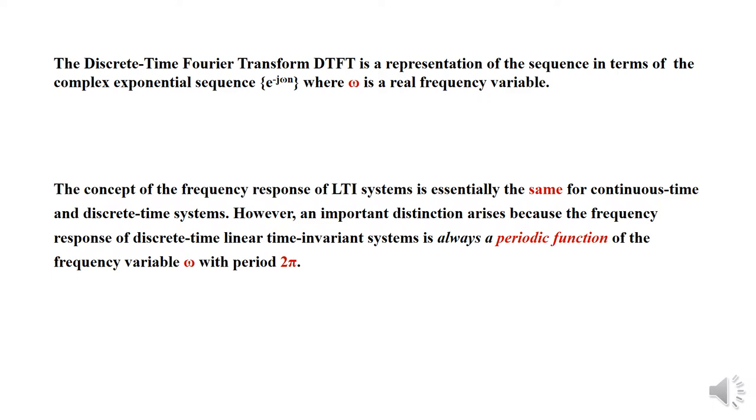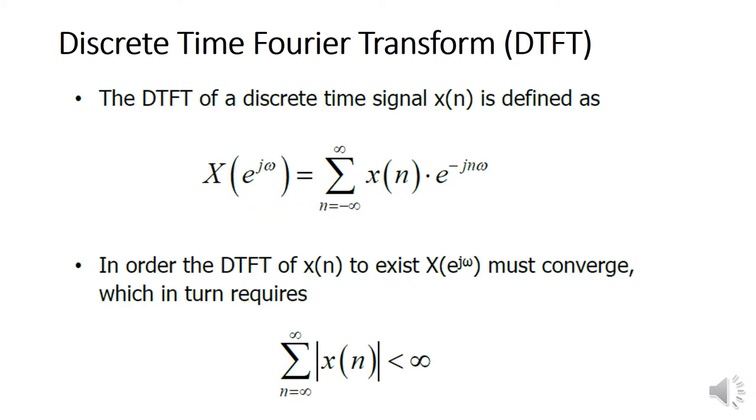So what you have to understand is that in discrete time, the frequency response of a linear time invariant system is always a periodic function, right? So it will have the frequency variable omega, and the period 2 pi. This is the definition of discrete time Fourier transform, DTFT. So X(e^jω) is equal to the sum from n equals minus infinity to plus infinity of x[n] multiplied by e to the power minus j n omega, right? So to understand, X in X(e^jω) is written in capital letter.